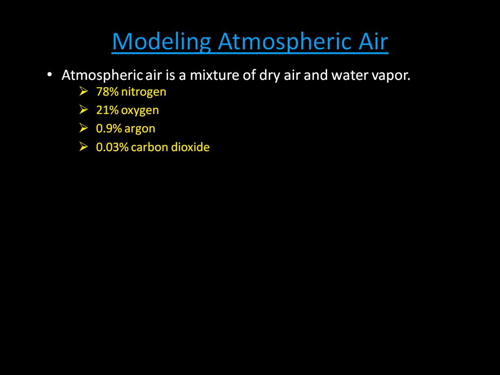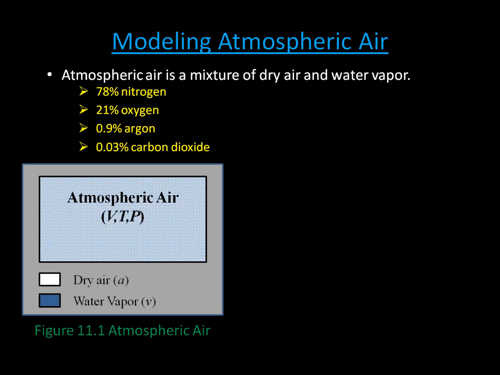That's exemplified in this diagram, figure 11.1, this model of atmospheric air. It's just a simple device to show you that we have dry air. All these gases, we're just going to talk about as dry air, treated as an ideal gas. Then distributed equally amongst that is water vapor, which we'll also model as an ideal gas. And this atmospheric air, filling some volume, has some temperature and some pressure.